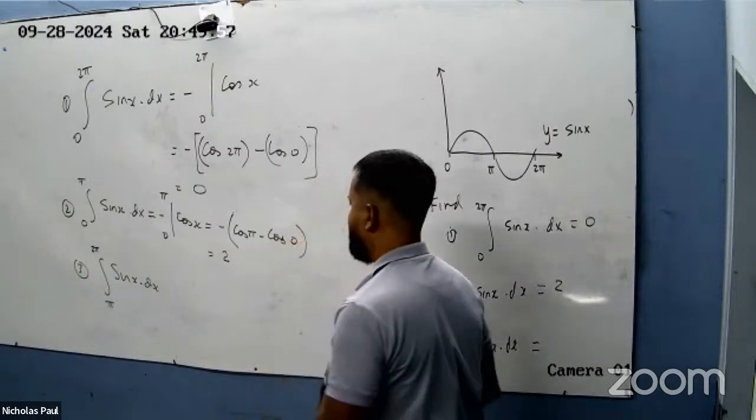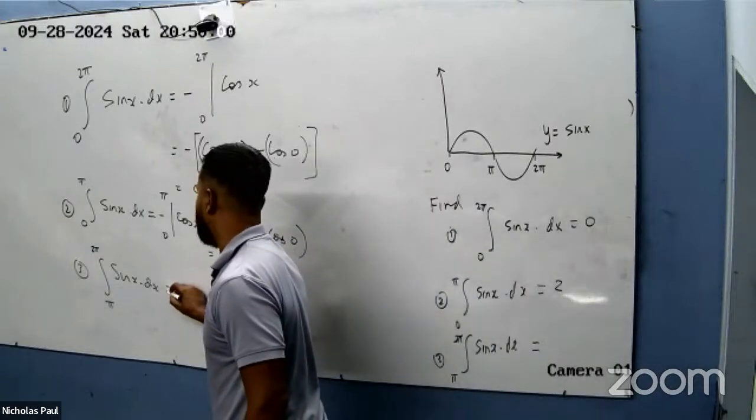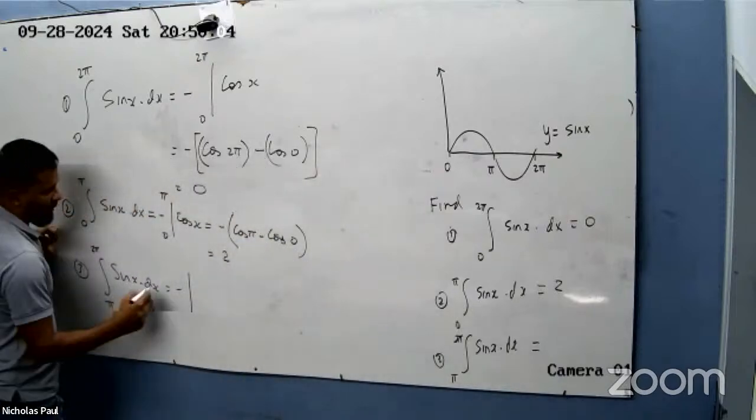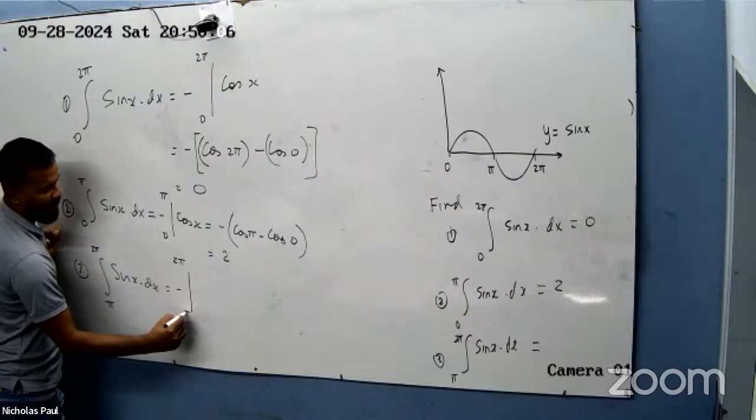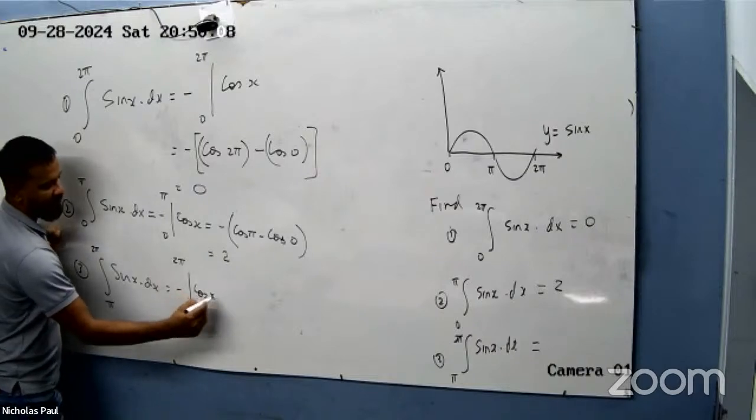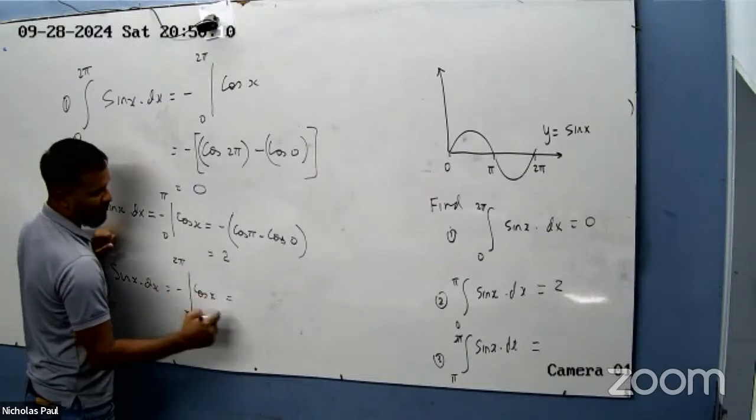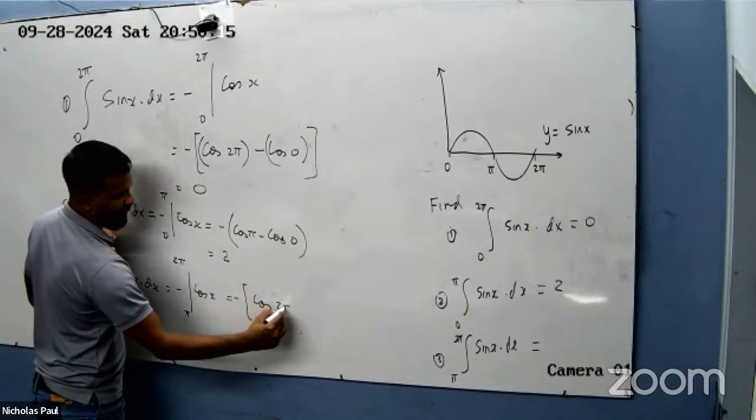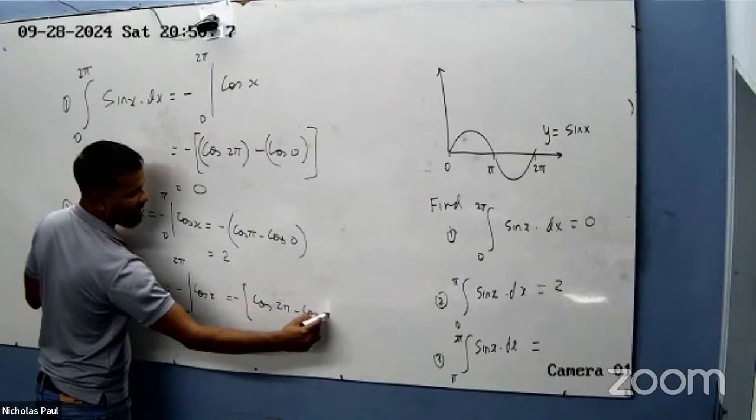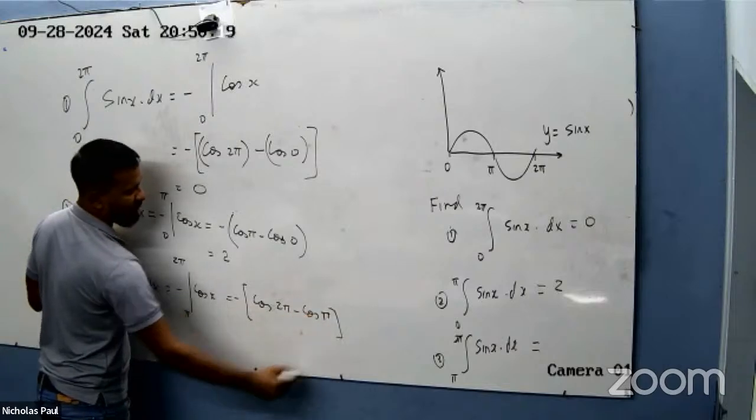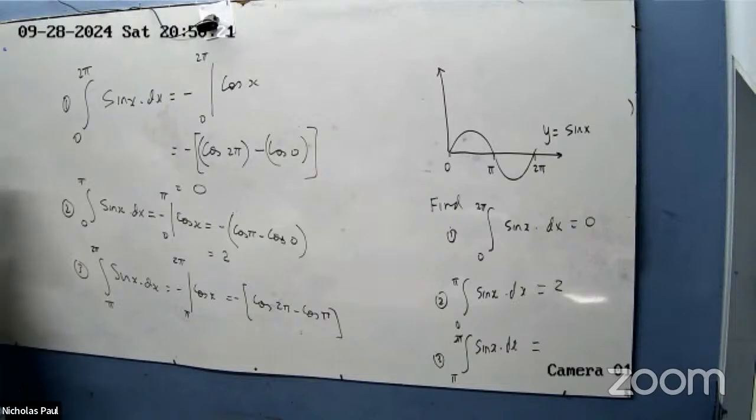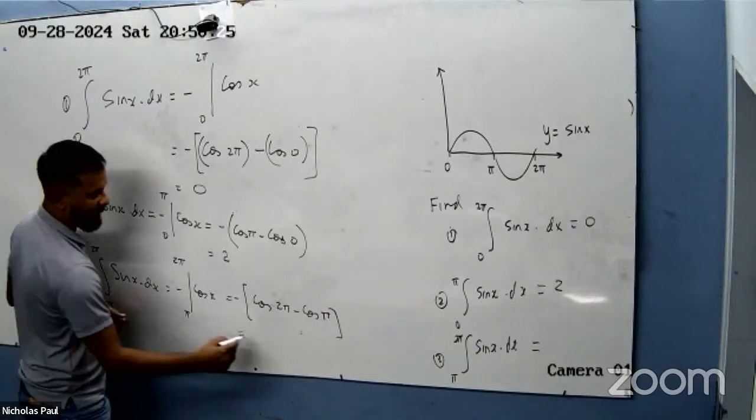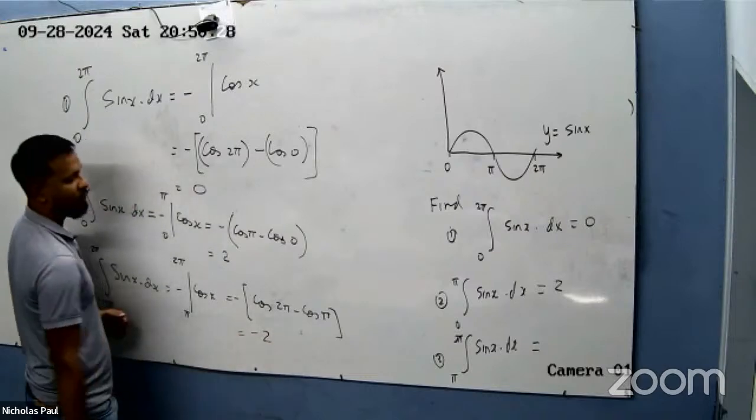Right, and do the last one. Same integration, you just have to plug in your values. So that's minus, right? So that's minus 2 pi on pi cos x. And then you're plugging in 2 pi and you're plugging in pi. So cos 2 pi minus cos pi.